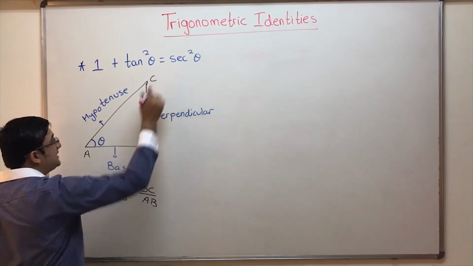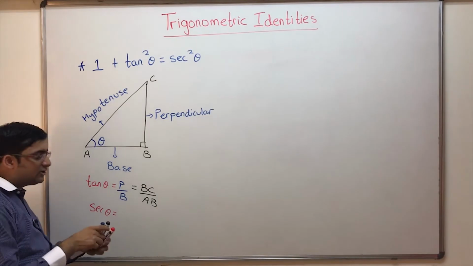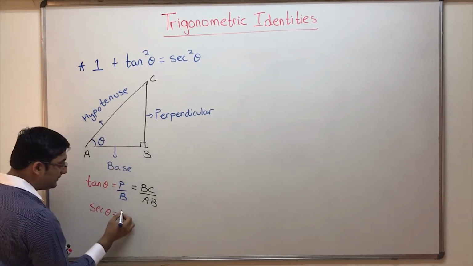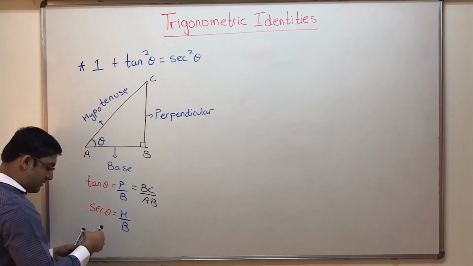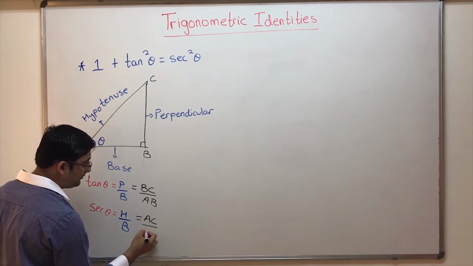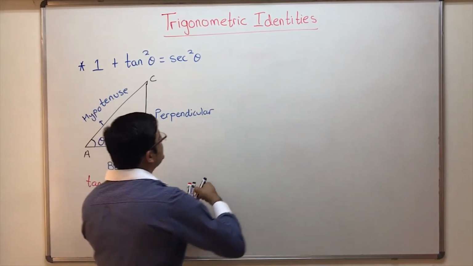Similarly, next we have to find sec theta. So what is sec theta? It is basically reciprocal of cos. What is cos? Base by hypotenuse. So reciprocal, hypotenuse by base. So hypotenuse by base, that is equal to hypotenuse AC upon base AB. Is this clear? So now we'll solve the LHS and RHS.